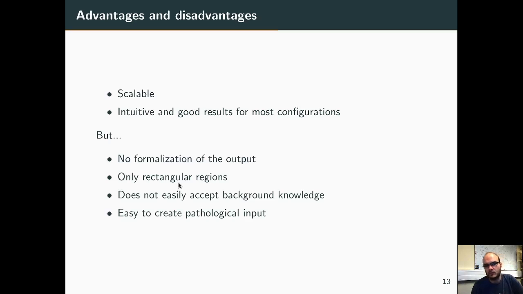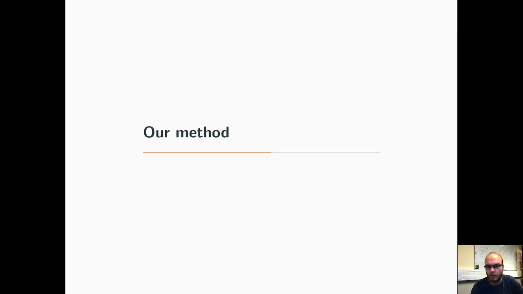So this algorithm is good, it's scalable, and for most configurations it gives very good and intuitive results, but you have no formalization of the output. You can only produce rectangular regions, and you cannot easily accept background knowledge from the user, who might want their region to respect certain constraints. So now our method.